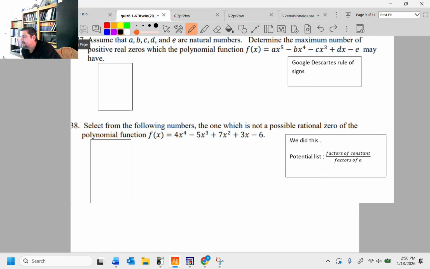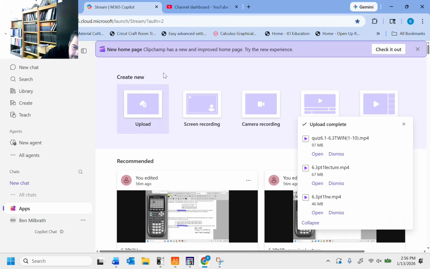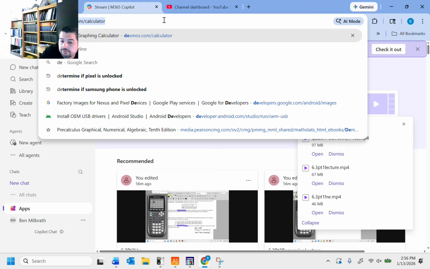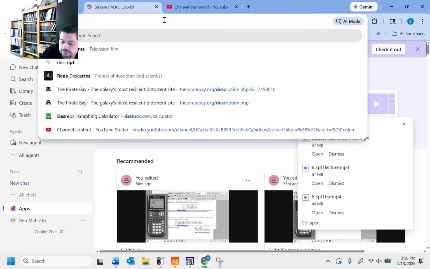All right, 37. Assume that A, B, C, D, and E are natural numbers. Determine the number of positive real zeros which the polynomial function f of x equals ax to the fifth minus bx to the fourth minus cx cubed plus dx minus e might have. So my suggestion here is to Google Descartes' rule of signs, and I'm just going to assume you're not going to do that, so I'm just going to do exactly what I told you to do. We're going to Google Descartes' rule of signs.